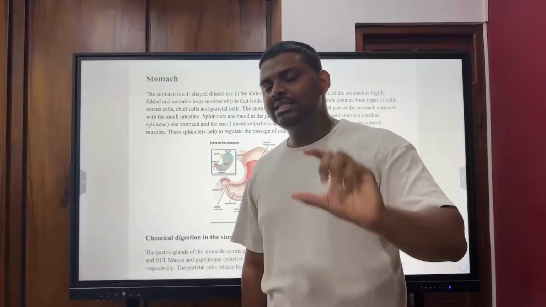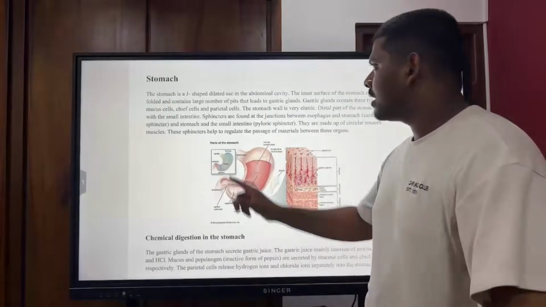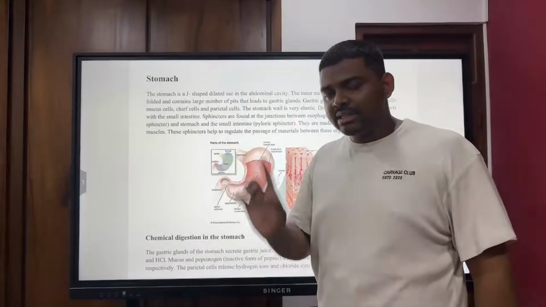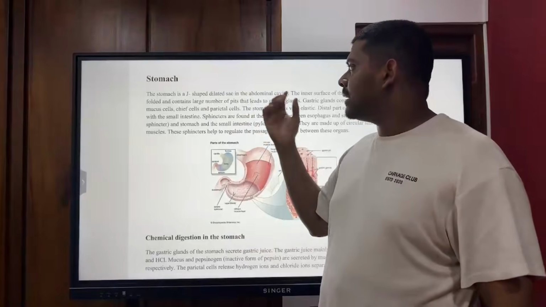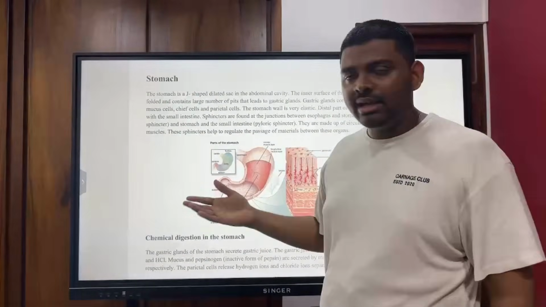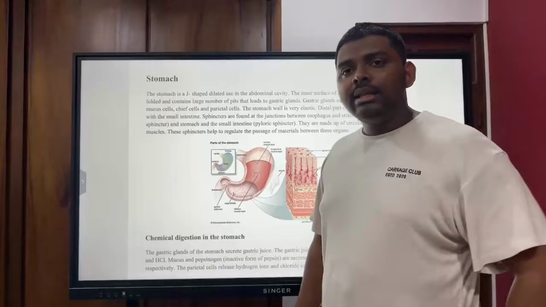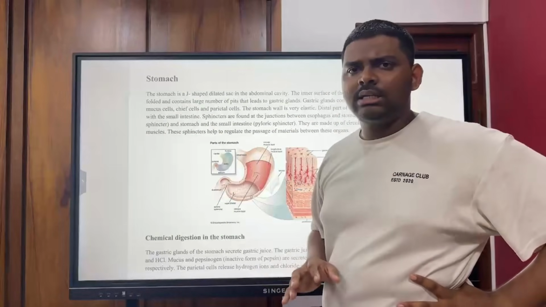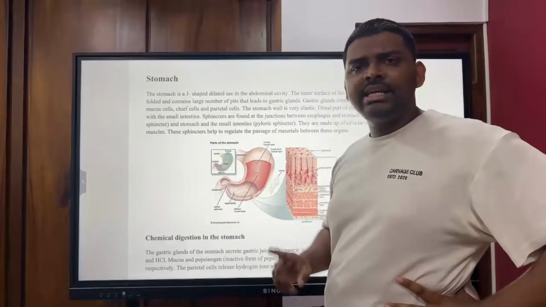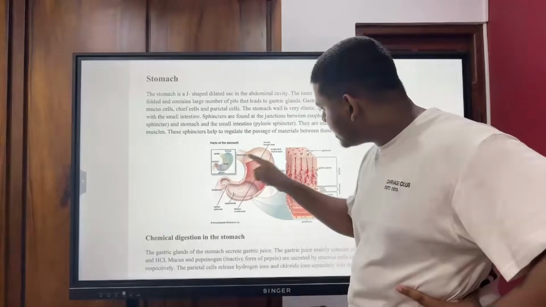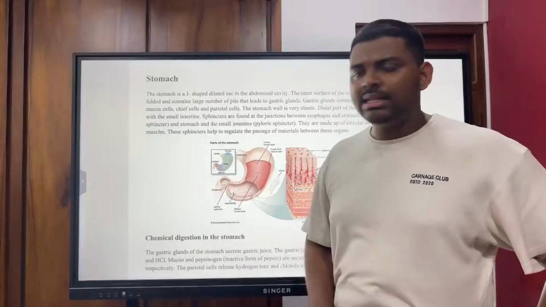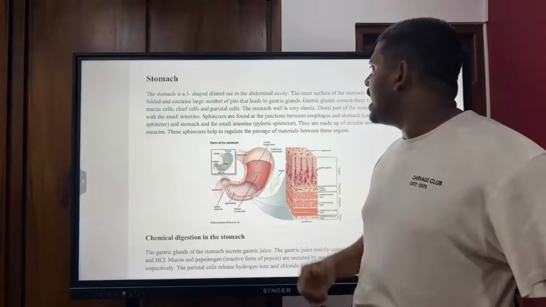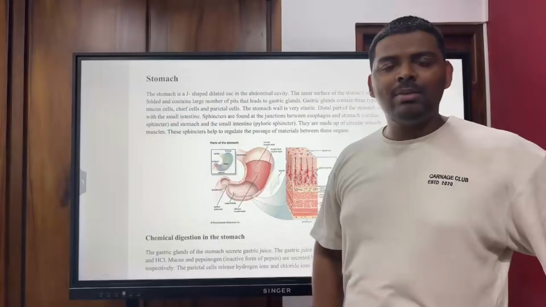If you notice, what are the things that I did? I asked first, why is this taking place? So when they talk about the stomach being a J-shaped dilated sac, before I asked why, they are talking about the structure, no? Then I am asking, okay, show me that structure. If you are saying it's a J-shape, show me that J-shape. And then I see the J-shape. If you are saying it's a dilated sac, show me that dilated sac. Then I am seeing the dilated sac. Abdominal cavity, show me the abdominal cavity.